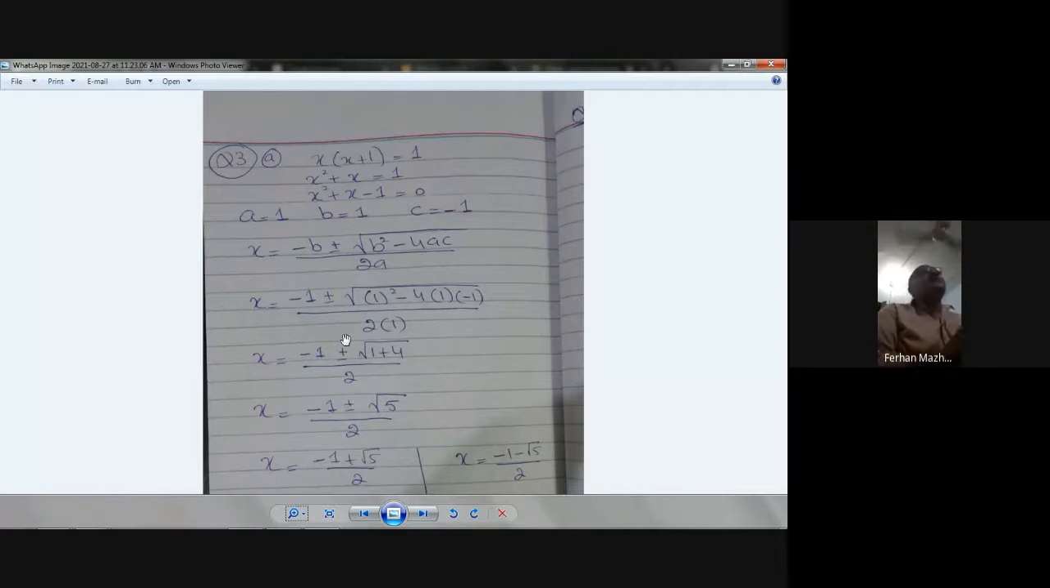The standard quadratic equation means that the first term is x square, the second term is x, the third term is a constant, and then equals, and then 0. So the coefficient of x square, I call it a, the coefficient of x, I call it b.